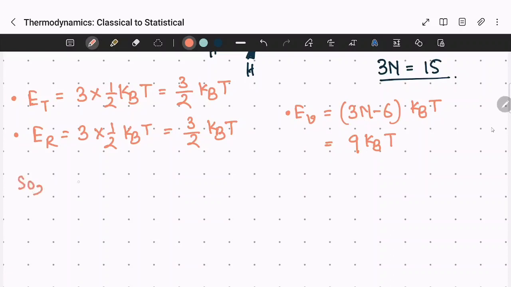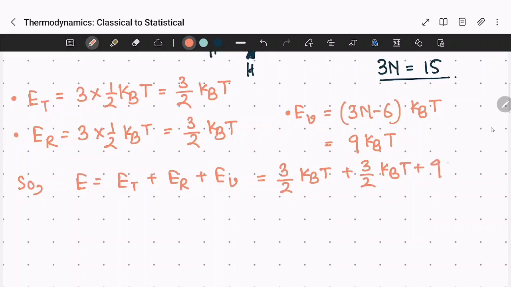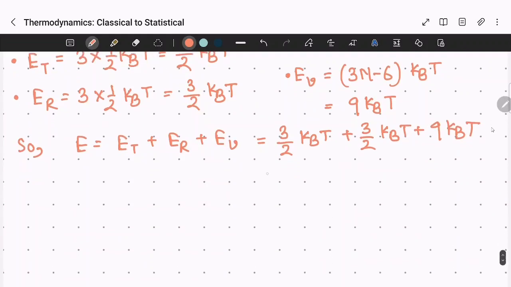So total energy E will be Et plus Er plus Ev. So it is 3 by 2 kBT plus 3 by 2 kBT plus 9 kBT. So it is 12 kBT. If I'm not wrong, it is 12 kBT. Yes. Okay.